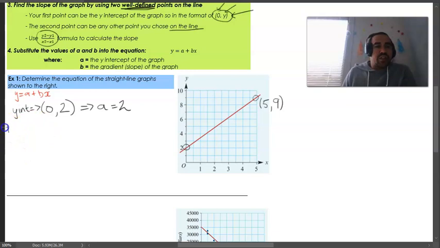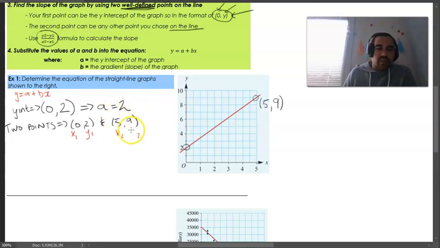So two points, we're going to use (0, 2) and (5, 9). And now I'm going to label these x1, y1 and x2, y2. And the equation that we're going to use, which is from up here, y2 minus y1 over x2 minus x1, we're just going to do a straightforward substitution. Our y2 has been defined as 9, and our y1 has been defined as 2.